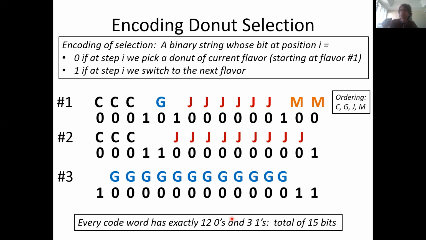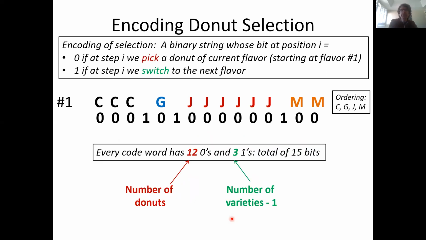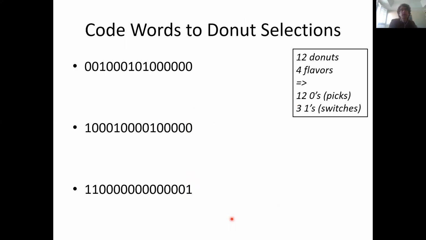Every binary word is a bijection because every selection has a unique binary word, right? Using this procedure. Okay, so now let's check that we know how to parse this. What selection is this? Chocolate, switch, 3 G's, switch, 1 J, and the rest of M's, right?